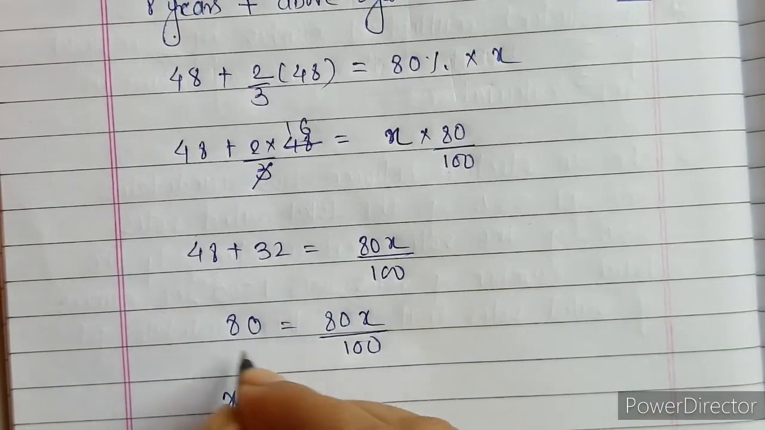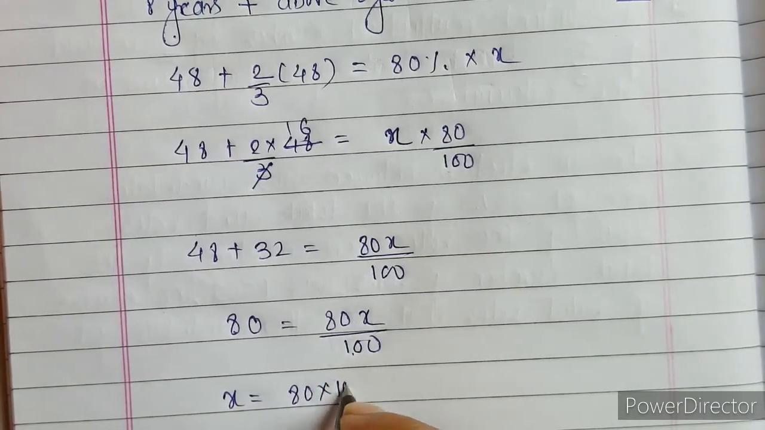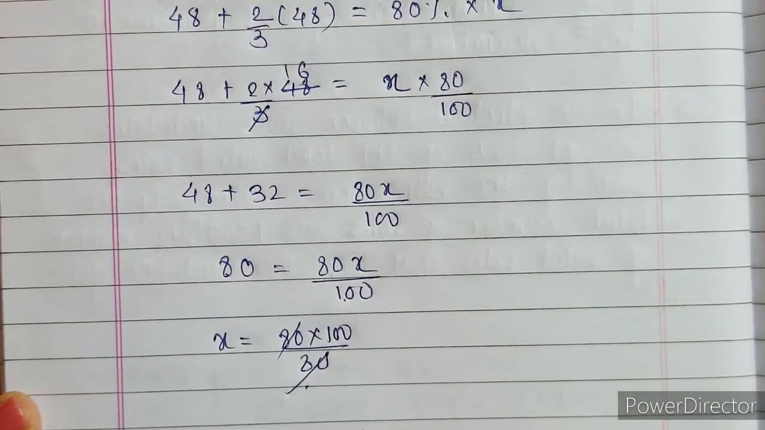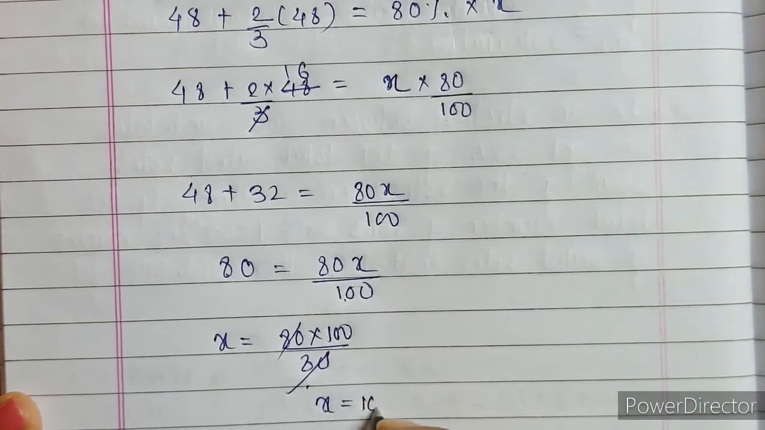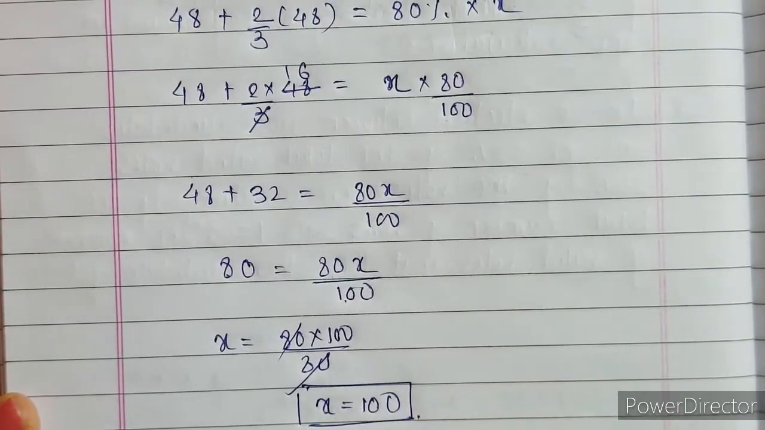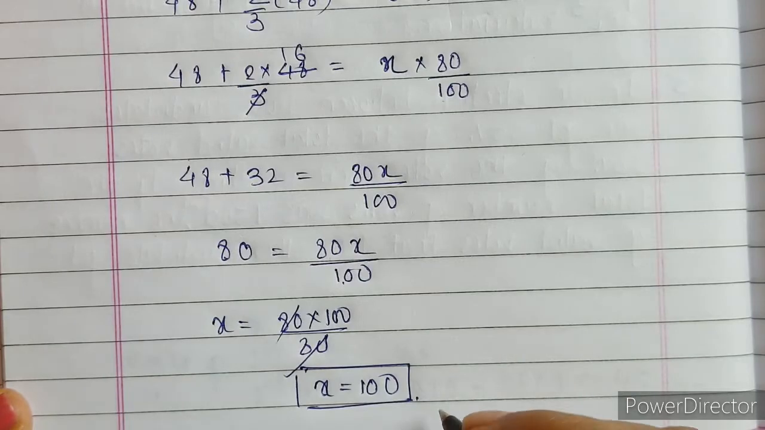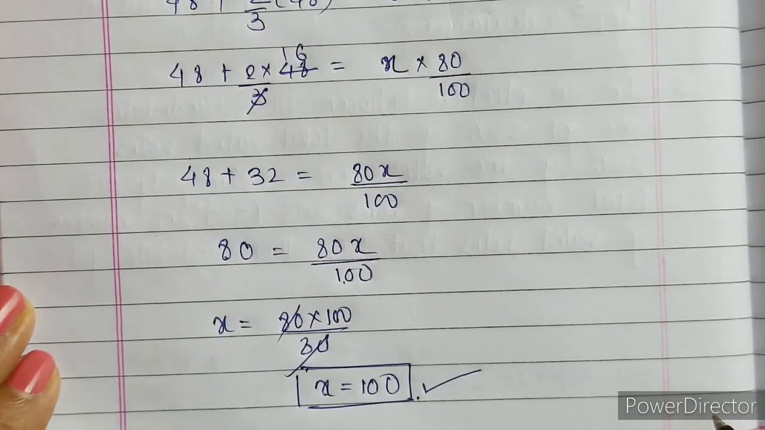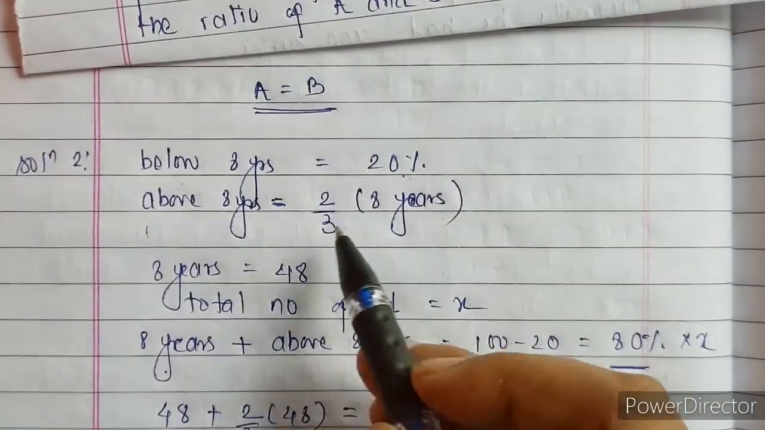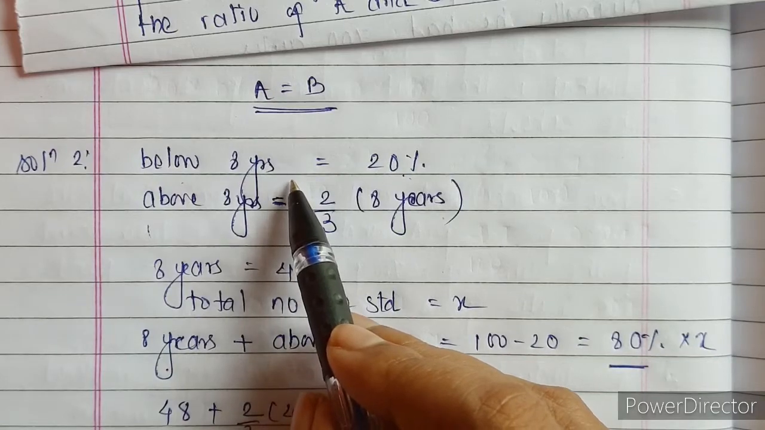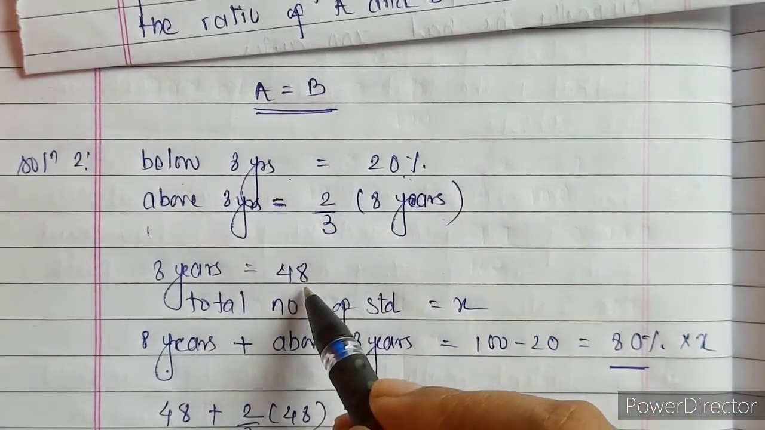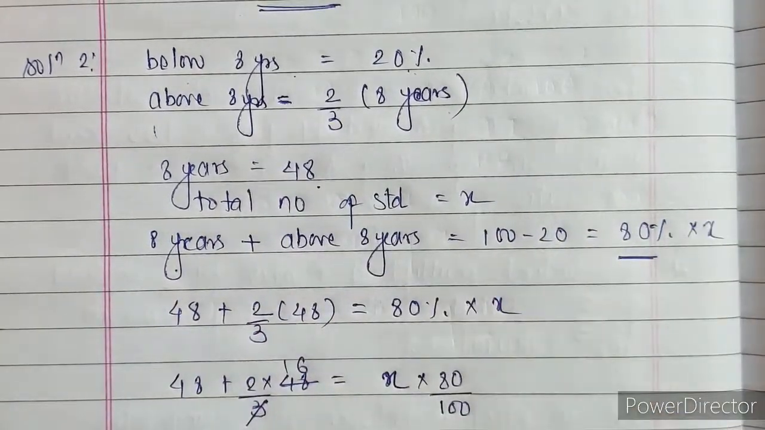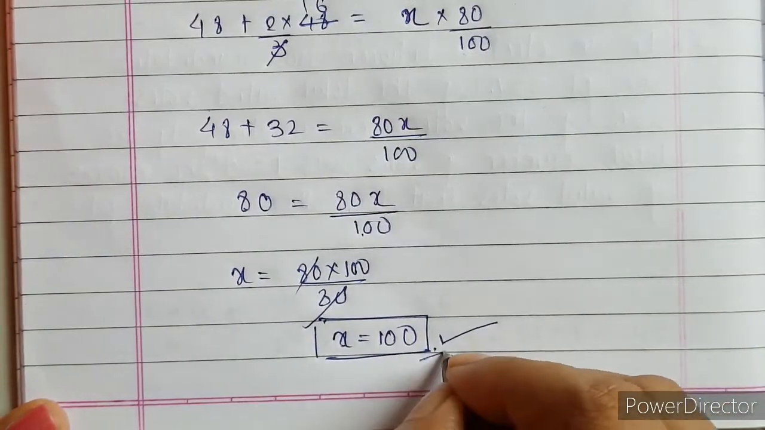Now multiply this. So what will be the value of x? 80 into 100 by this 80. This 80 will get cancelled. What is the value of x? The value of x is 100. So how many total students do we have? We have a total of 100 students in the school, out of which 20% are below 8 years of age. That means 20 students will be below 8 years, 48 are of 8 years, and the remaining are going to be above 8 years of age. So altogether we have a total of 100 students in the school.